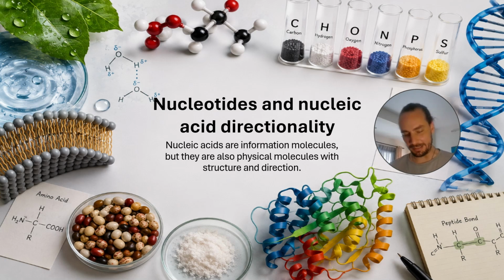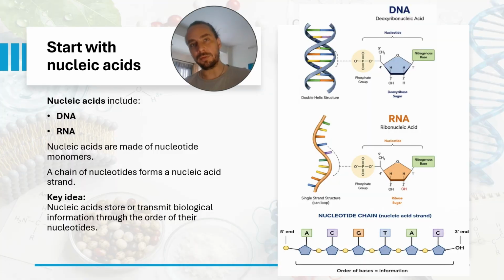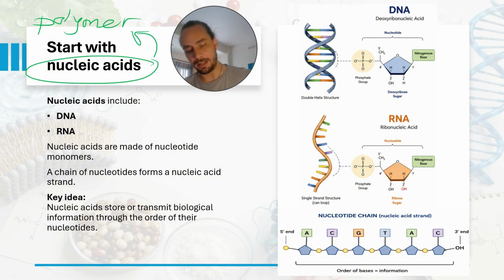On nucleotides and nucleic acid directionality. So I'm going to start with nucleic acids. And nucleic acids are the polymer of nucleotides. Okay, so if I have a bunch of nucleotides together, it makes the polymer nucleic acids.